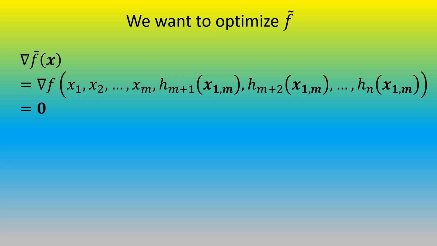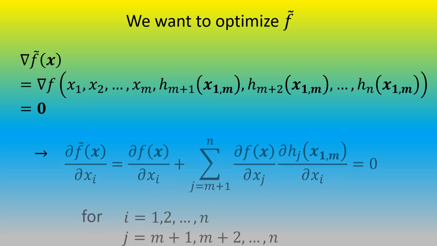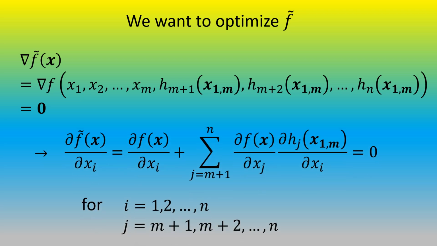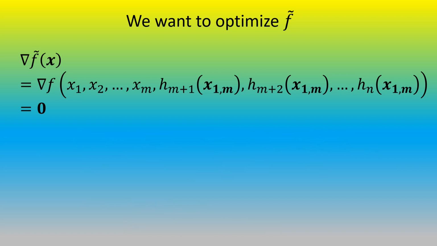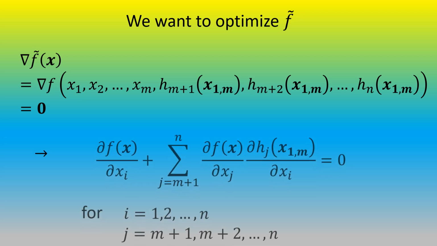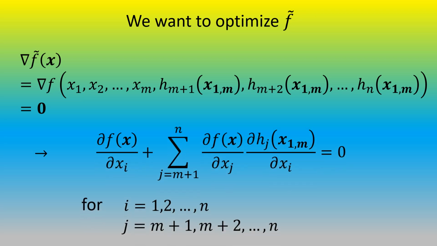So in terms of its components, the ith derivative of f tilde of x is equal to the partial derivative of f of x with respect to xi plus the summation right there, for i from 1 to n, and j summed over the dependent variables. Alright, so that implies that that expression right there is equal to 0.